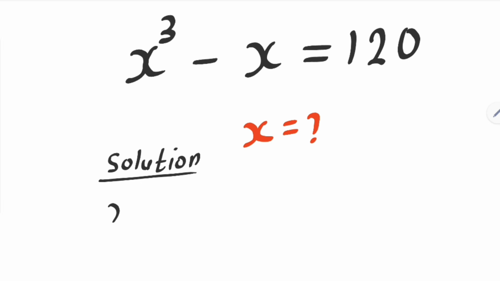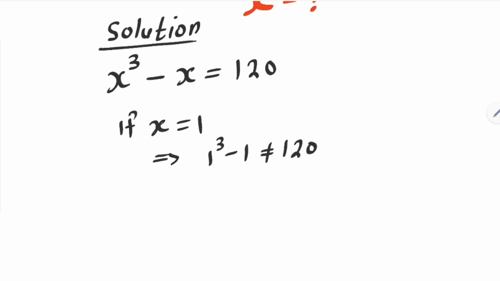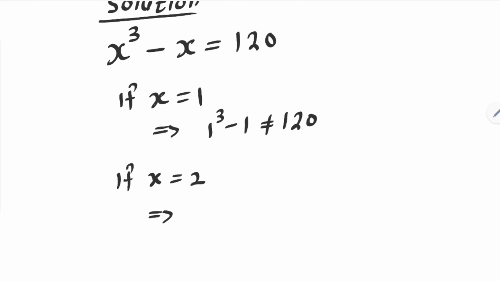We have the given equation s raised to power 3 minus s is equal to 120. Now let us see if s is equal to 1, this is 1 raised to power 3 minus 1, which is not equal to 120. If s is equal to 2, we have 2 raised to power 3 minus 2, which is also not equal to 120.